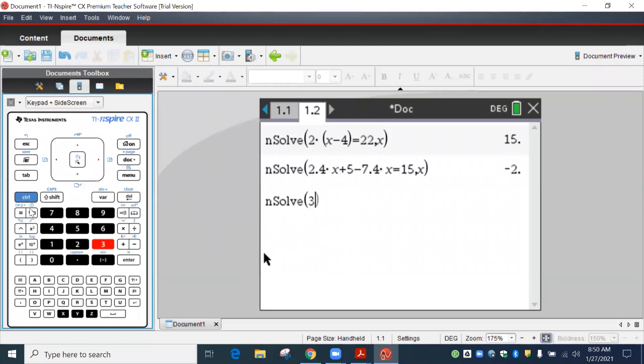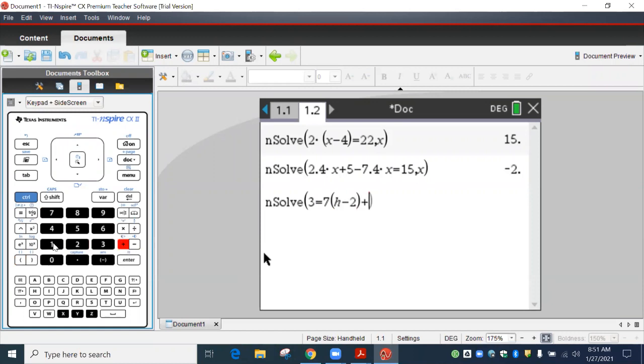So I'm going to go 3 equals 7 parentheses, and I'm actually going to put H. So go find your H. H is right below the A right here. So we're going to go H minus 2, close parentheses, plus 17.